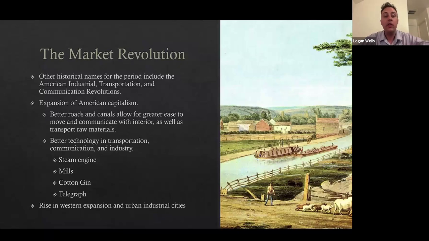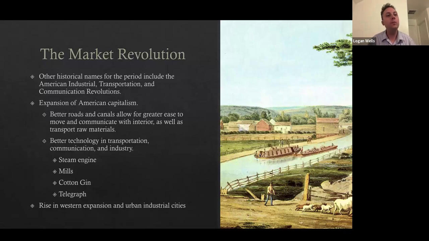For a nation as large as the United States to be able to function properly, for its institutions to be able to withstand the test of time, and for a nation this large to actually be governed, without the technology and communications that we have, it wouldn't have been possible. And there are many technologies that are created at this time, right? You have the steam engine, you have mills, you have the cotton gin, telegraph, and all this leads to a rise in Western expansion as well as in urban industrial cities.